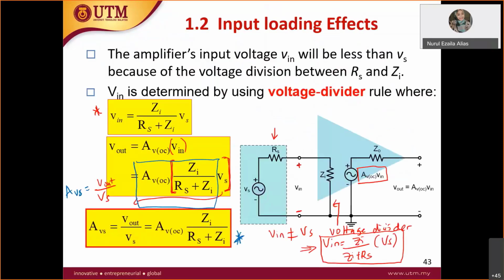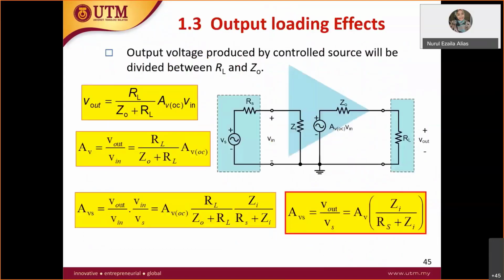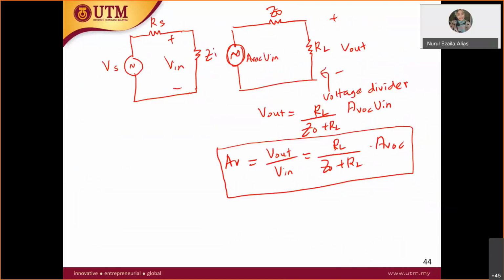For this case, they will ask you to find AVS, so you have to think yourself: how do I get AVS? Dr. Izala said AVS is equal to V out over VS. So how do I get V out over VS? You rearrange the equation until you get V out over VS. That's how you do it. So AV is equal to V out over V in, equal to RL over Z out plus RL times AVOC, which I have derived here, the same thing.